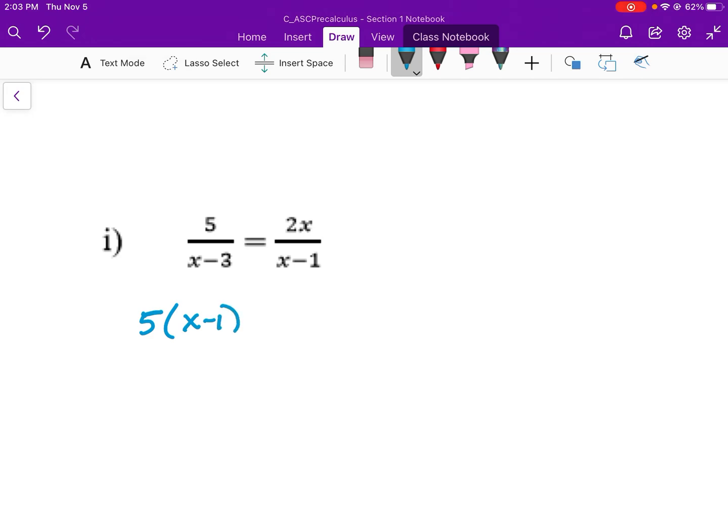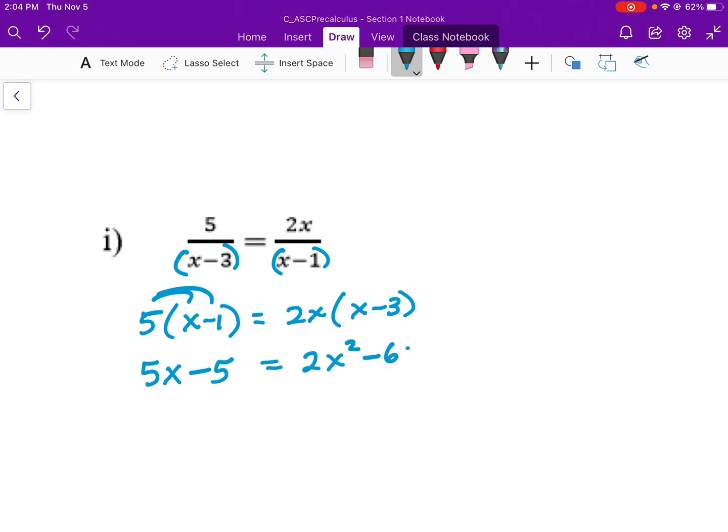I would say 5 times x minus 1 is equal to 2x times x minus 3. Remember, the fraction bars act like parentheses. So when you cross multiply, make sure you put parentheses so that you can distribute. So 5x minus 5 is equal to 2x squared minus 6x.